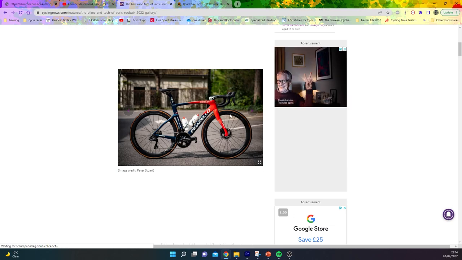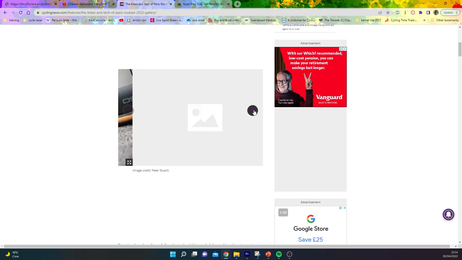Got the GP5000 STRs on it. It's just a fully integrated bike. None of the stupid suspension bollocks. It's just their standard F12 or F whatever it is now. I don't know. But yeah, it does the job.